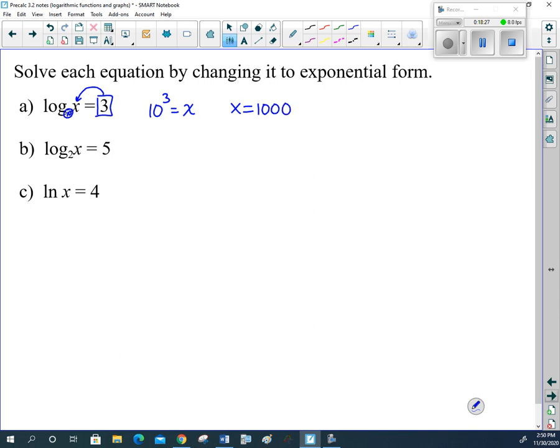Here, start with your base, 2, move to your power, to the fifth equals the argument. So x is 32. Here, what is my base? It's an e. It's natural log. So I'm going to say e to the fourth, go to my power, and then I end with the argument equals x. And I'm just going to leave that e to the fourth instead of figuring out what the decimal is. I could type it in my calculator and get it as a decimal, but I'll just leave it like that.